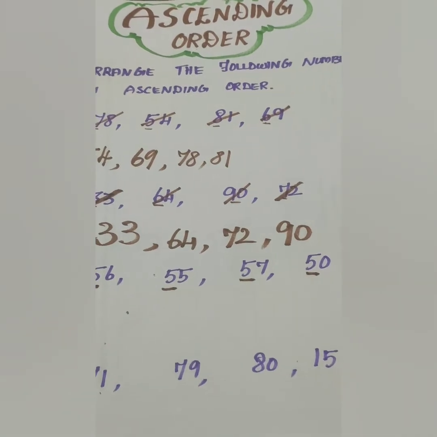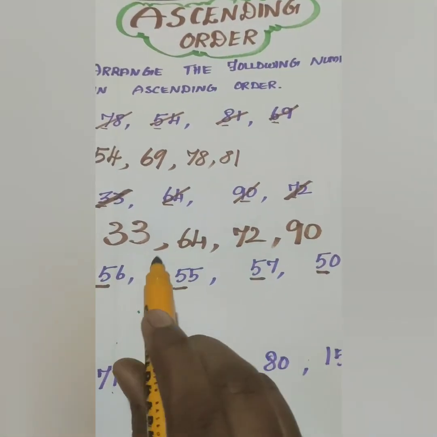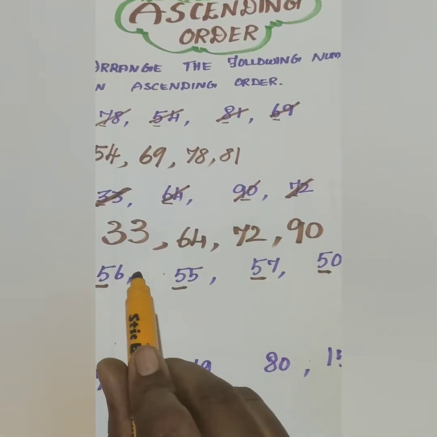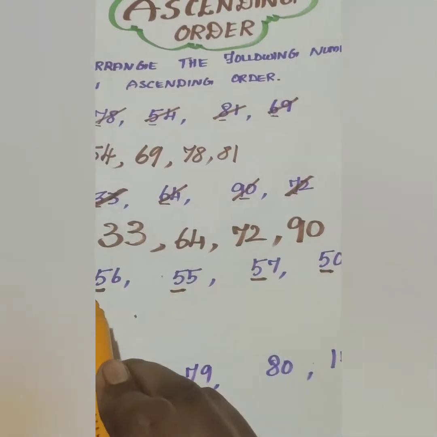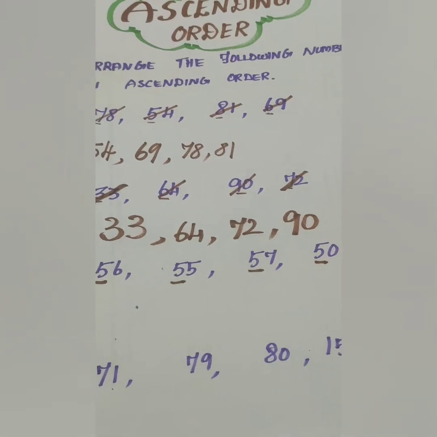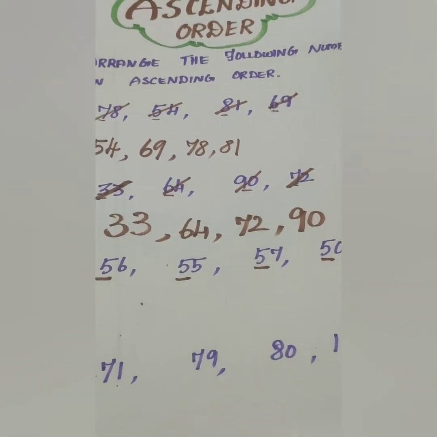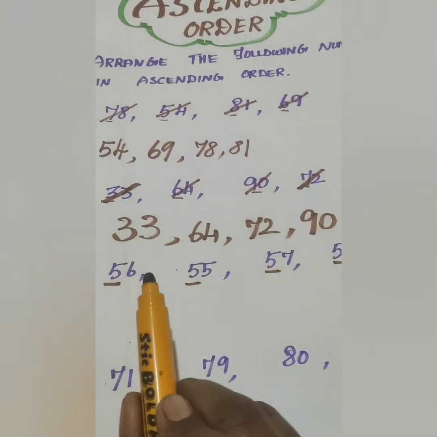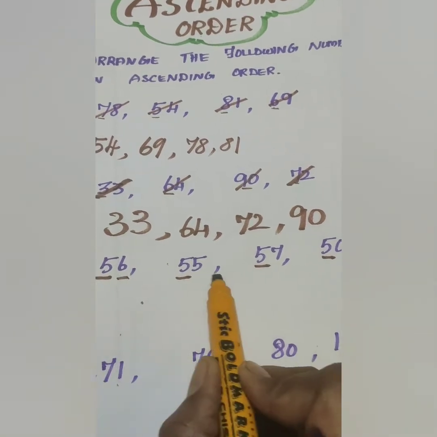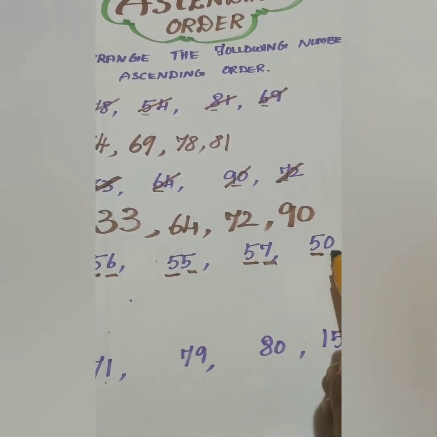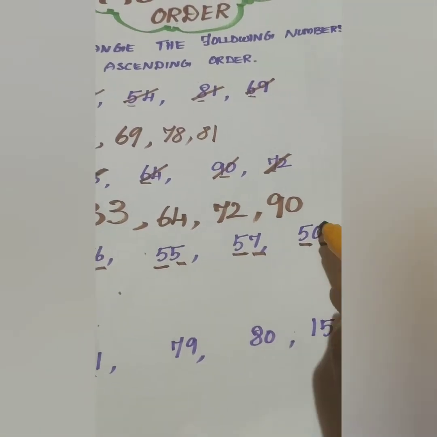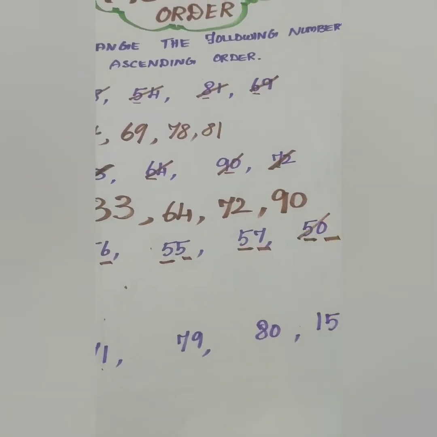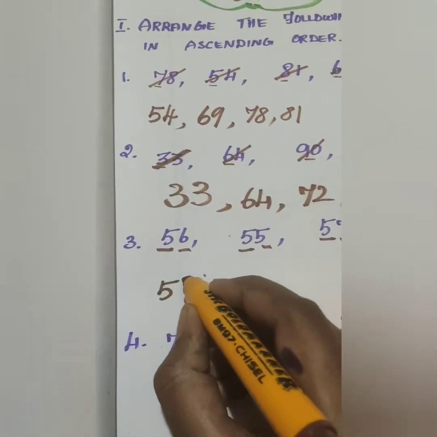So what are we going to do? We are going to compare the second digit, which is 6, 5, 7, 0. So in case the first numbers are equal, we are going to move to the next number. Okay children, shall we do it? The second numbers you can see 6, 5, 7, 0. In this, which is smaller? 50. The 0 is the smaller. So I have crossed and written the 50.